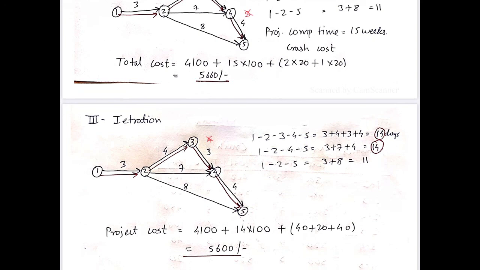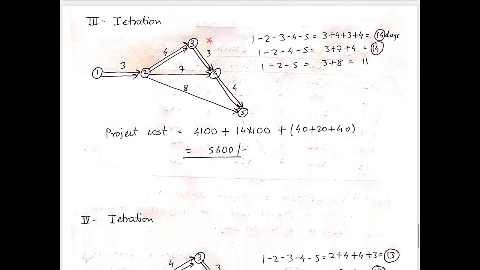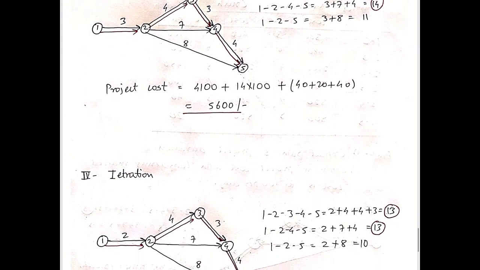So activity 3-4 is crashed by 1 week, so 1 into 40, plus we have previously crashed activity 4-5 by 1 week, that is 20 into 1, and we have crashed 2-3 by 2 weeks, that is 2 into 20. So the total cost is 5600. So we are on the right track as the cost has reduced. So we can move to iteration 4.